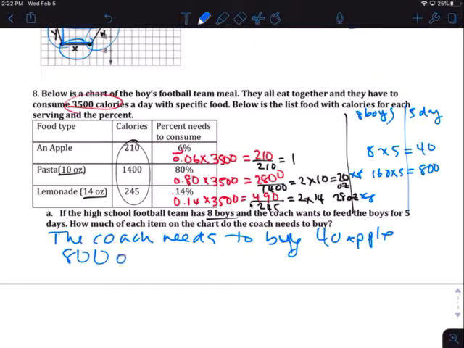40 apples, 800 ounces of pasta, and some whatever ounces of lemonade. Okay, that's how you do that.